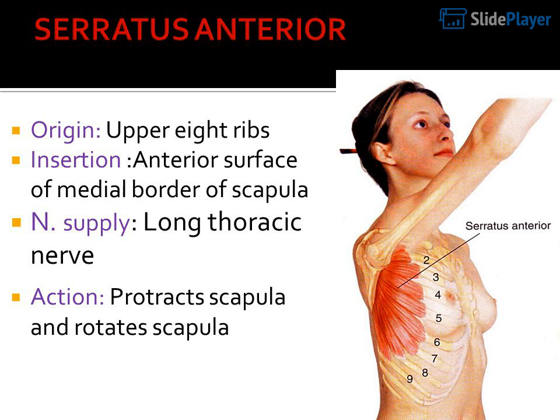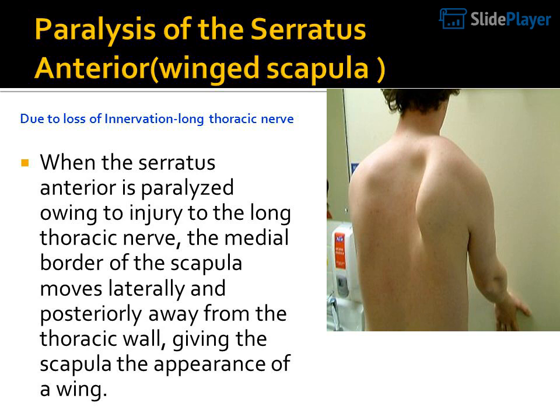Origin: upper 8 ribs. Insertion: anterior surface of medial border of scapula. Nerve supply: long thoracic nerve. Action: protracts scapula and rotates scapula. Paralysis of the serratus anterior: winged scapula, due to loss of innervation by the long thoracic nerve.